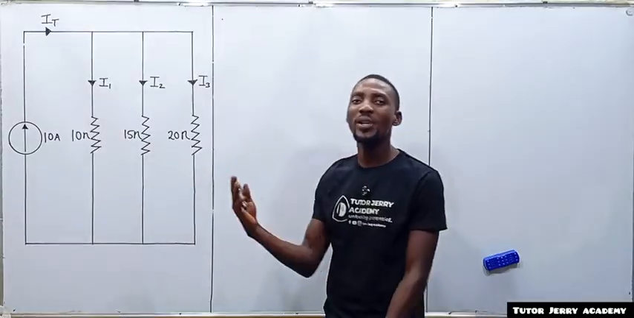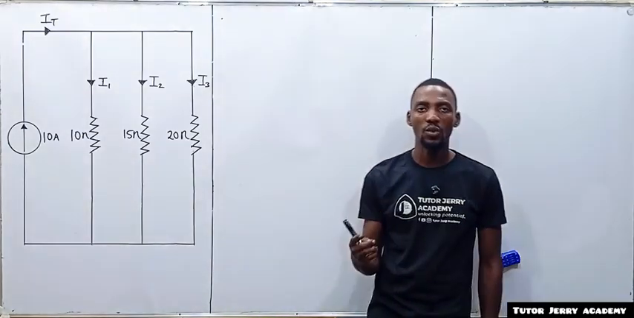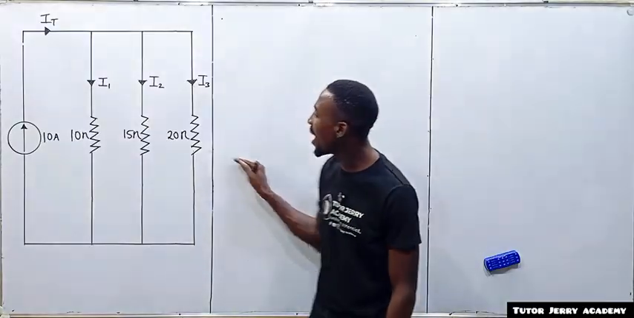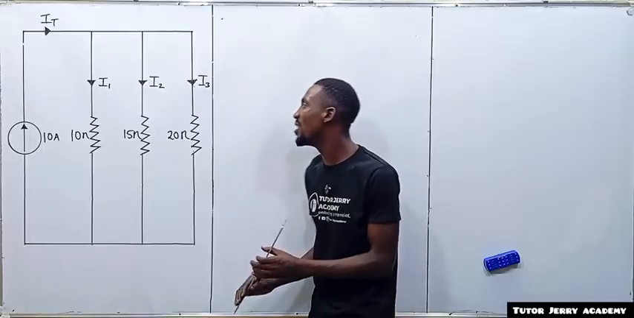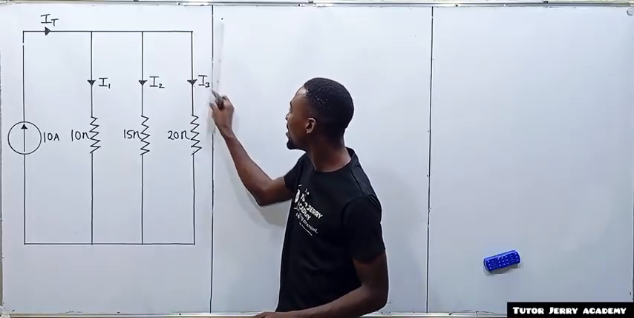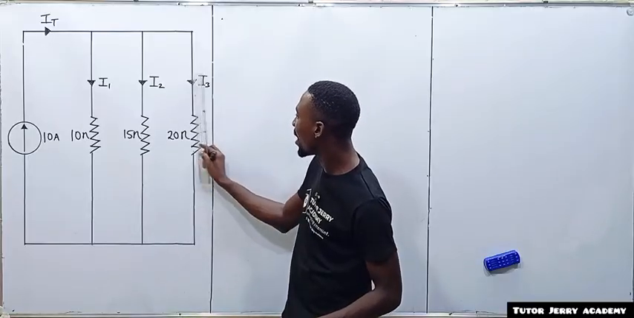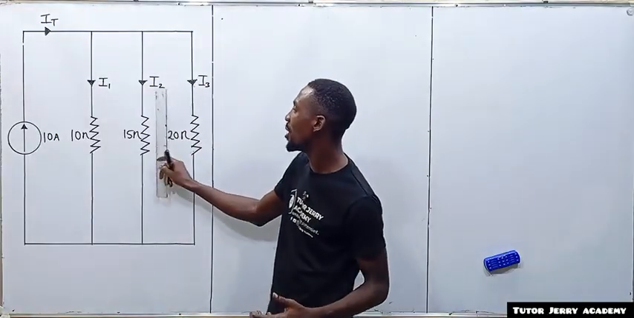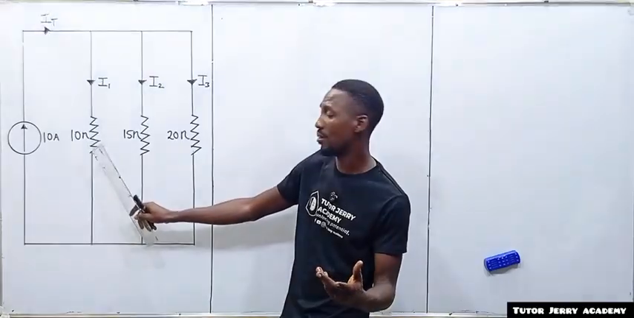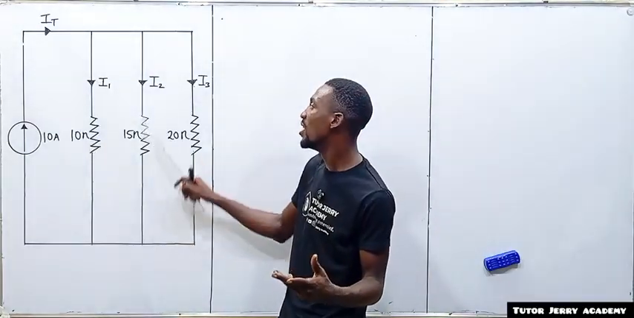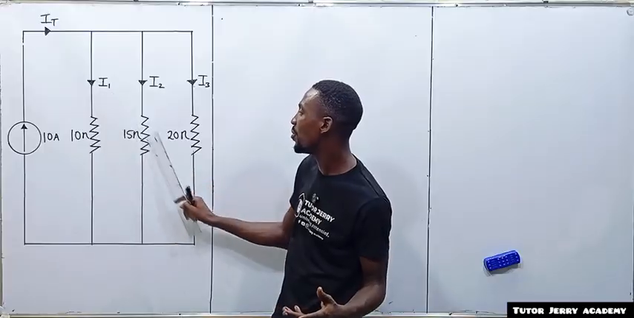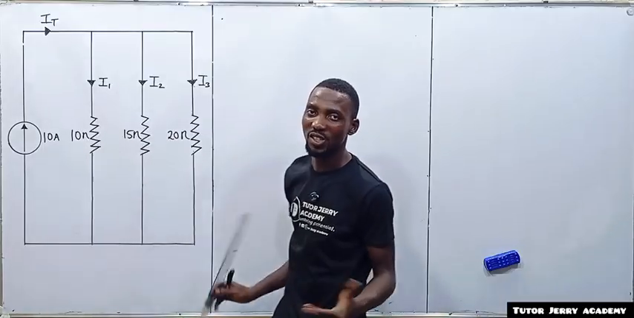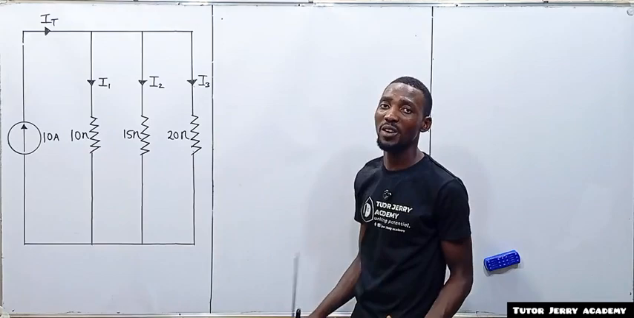Now we know that the current division rule is between two resistors in parallel. But here we have three resistors. Let's say we are not having this 20 ohm resistor connected; we are just having 10 ohms and 15 ohms. So if I want to find I1, it's going to be 15 divided by 10 plus 15, then multiplied by the total current that is coming in. Now the same method is what we are going to apply.